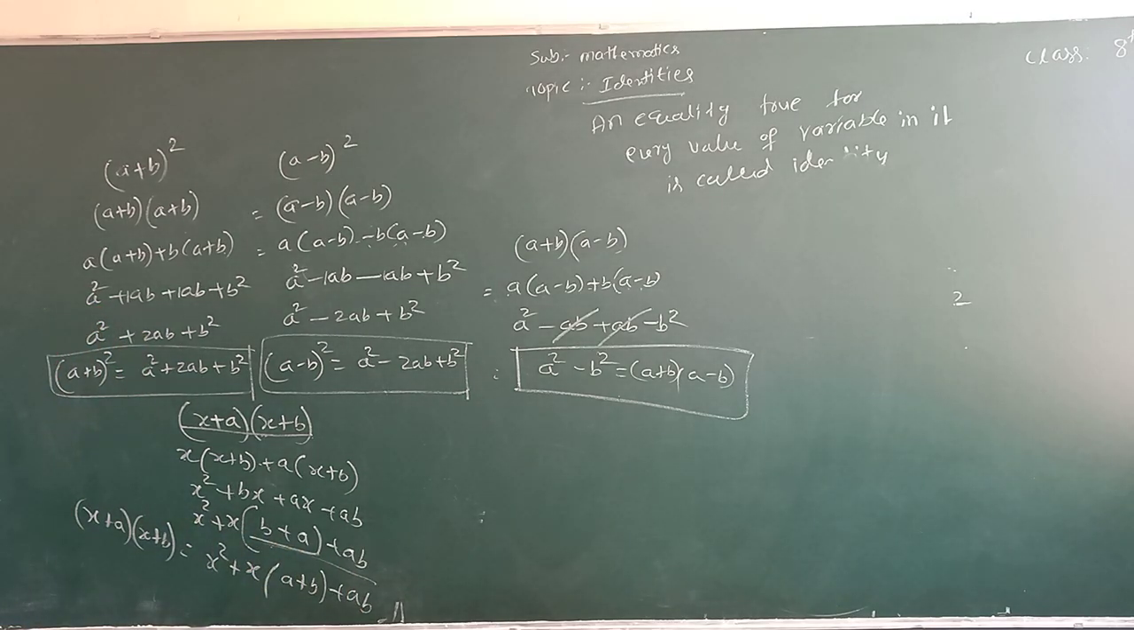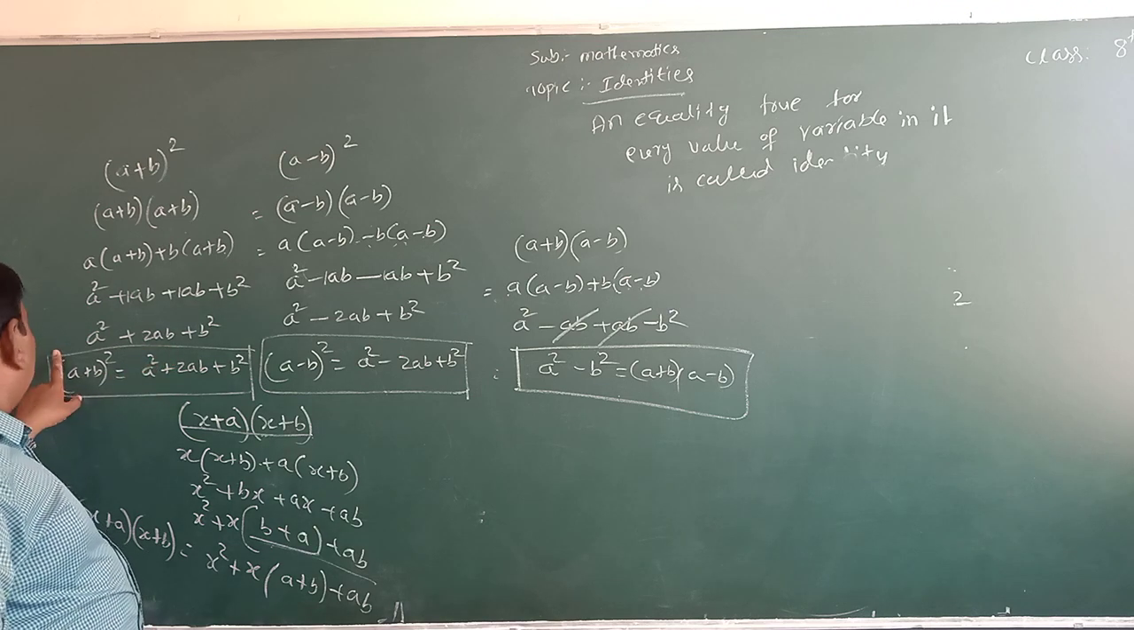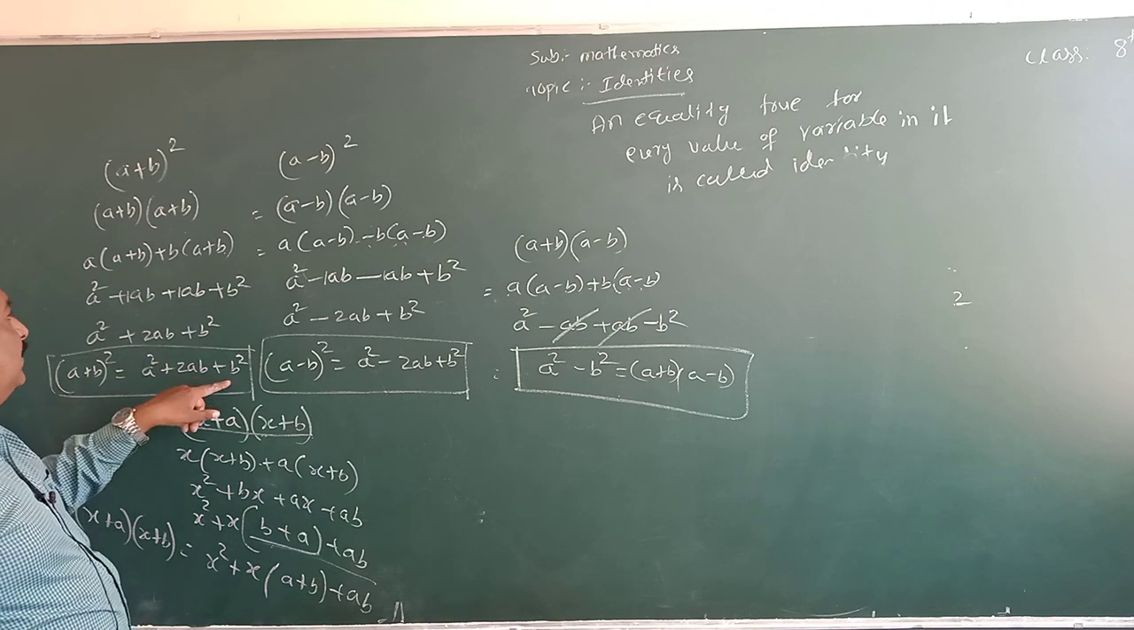Now, I am going to explain once again. These are all very important identities. That is (a + b)², which is nothing but (a + b)(a + b): a(a + b) + b(a + b). a times a is a², a times b is ab, a times b is ab, b times b is b². So a² + ab + ab = a² + 2ab + b². That is, (a + b)² = a² + 2ab + b².